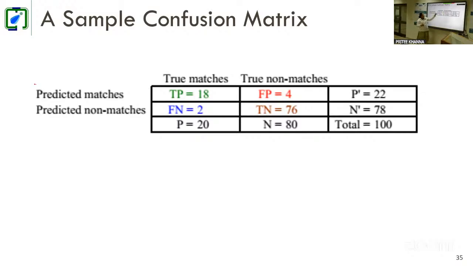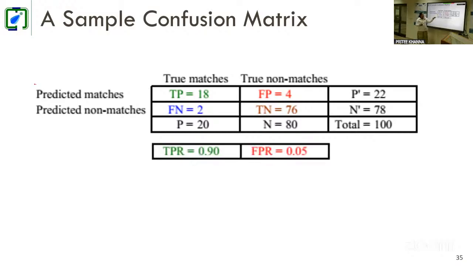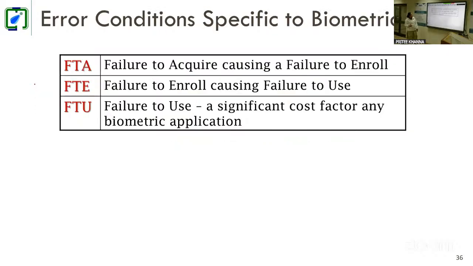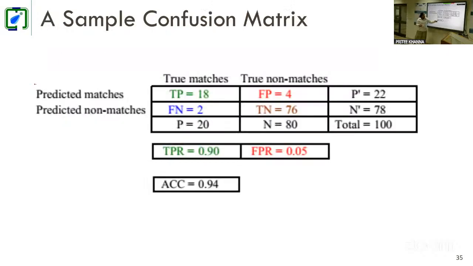So what does it mean? True matches, out of 20, 18 are true and 2 are false. So that gives the true positive rate. Similarly, out of 80, 4 are false positive and 76 are true negative. So what is the error? Error is in these 4. Right? So that is how, even if you don't remember the formulas, you can still get it. And then based on these two, you can finally calculate your accuracies.